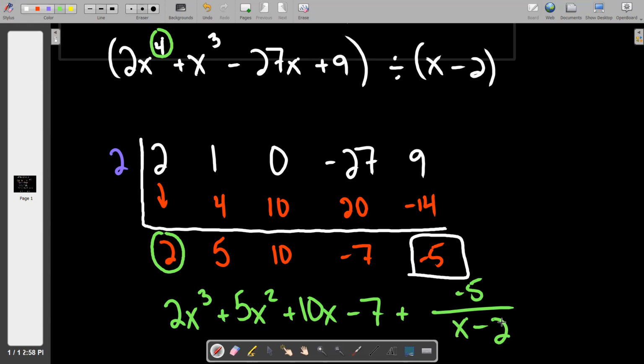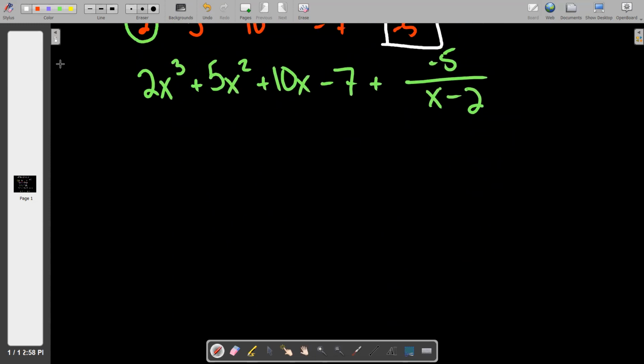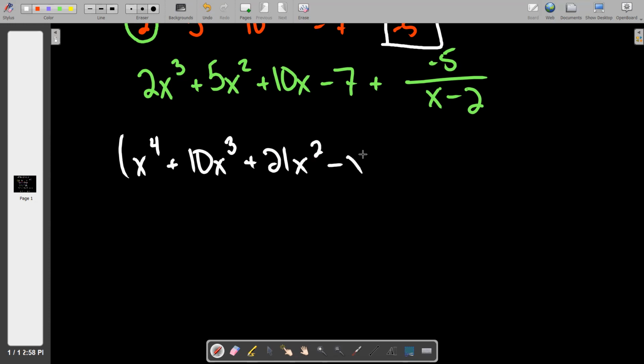Okay. Let's do one more. You guys feeling warmed up? Okay. Last one. X to the fourth plus 10x to the third plus 21x squared minus x minus 7 divided by x plus 7 again.